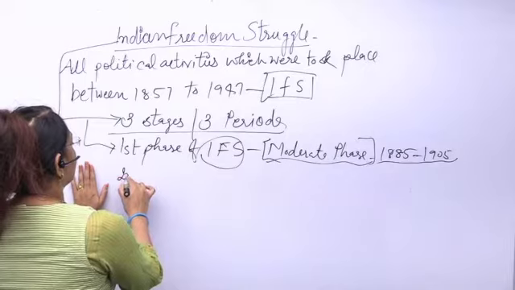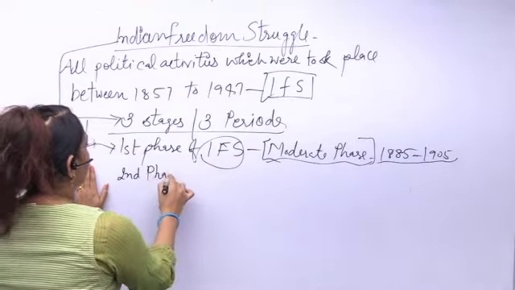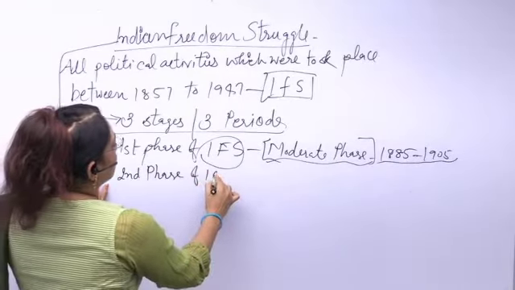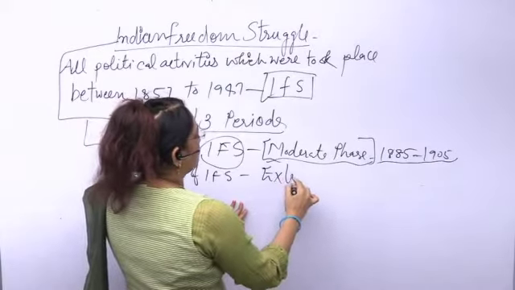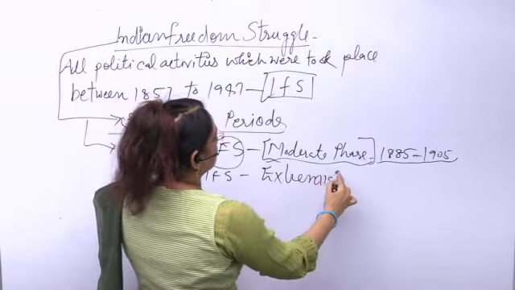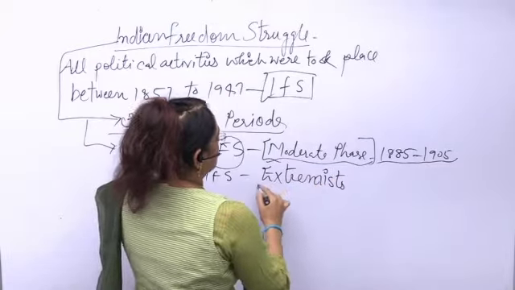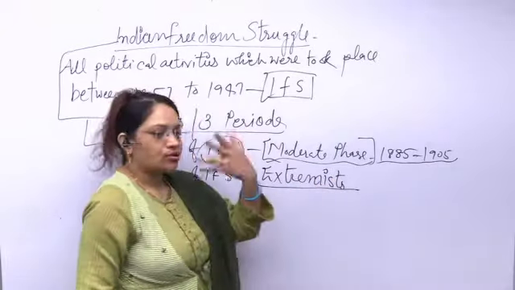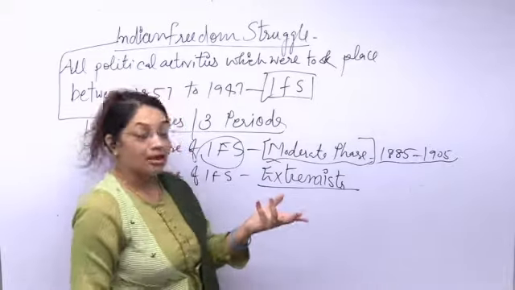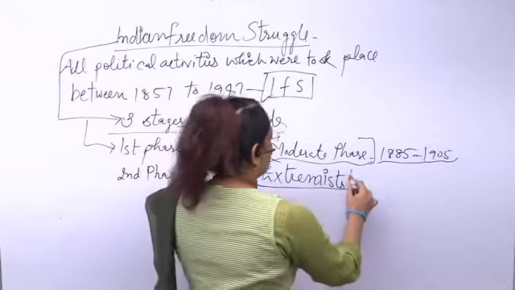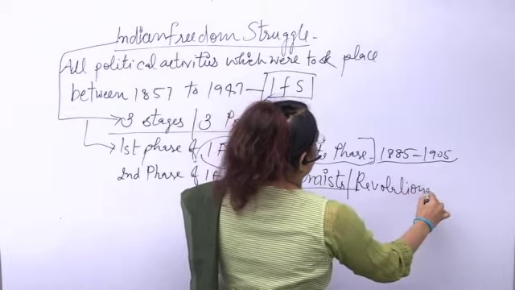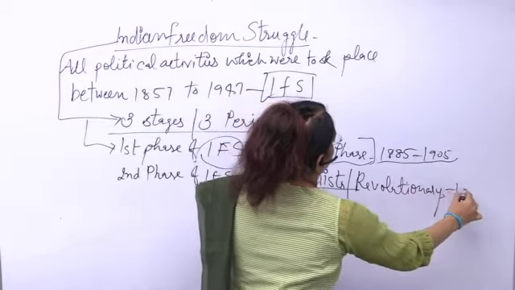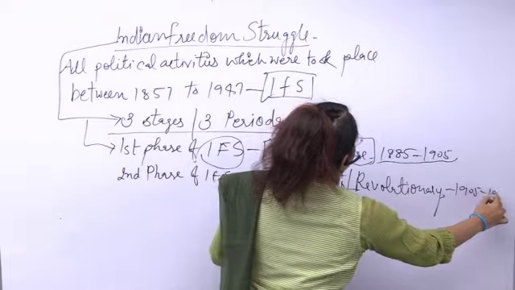And the second phase of the Indian freedom struggle is the period of the extremists, you know, the ideologies of radicals like Bal, Pal, Lal, you must have heard about, right? Or the revolutionary period, right? And this phase is considered from 1905 to 1915.